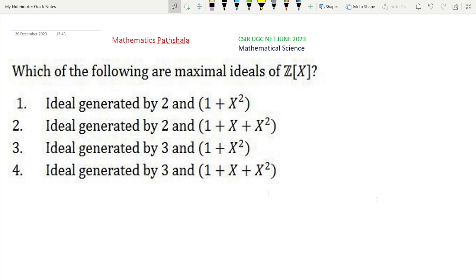This is a problem of CSIR UGC NET June 2023 Mathematical Science. This is a problem of abstract algebra, ring theory. See the question here. Which of the following are maximal ideals of Z[x]? So this is a question of polynomial ring. Z[x] is a polynomial ring.